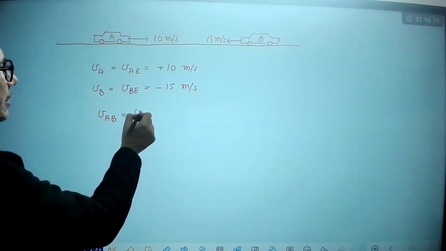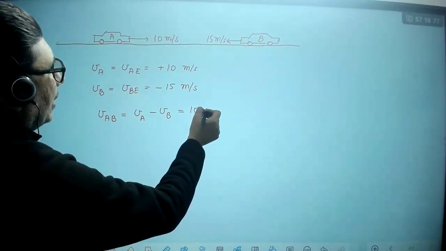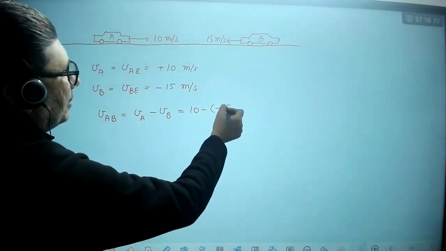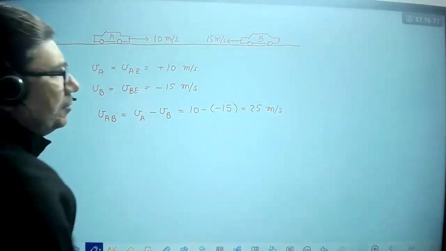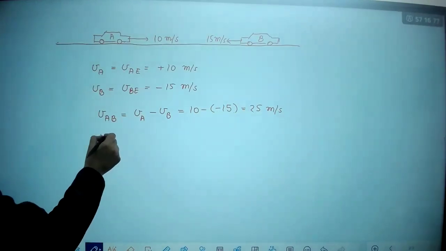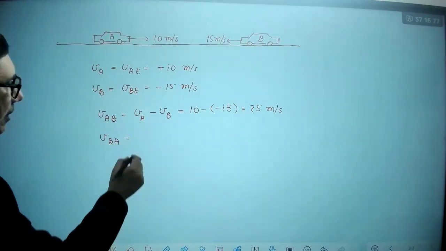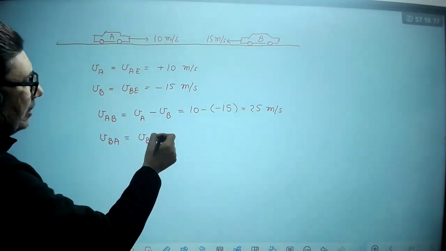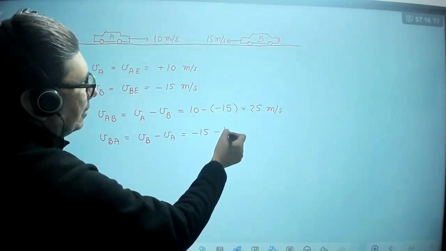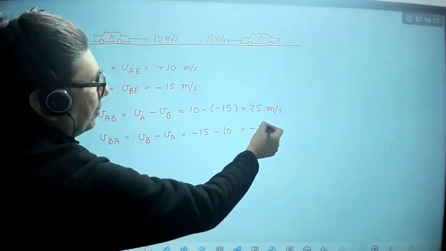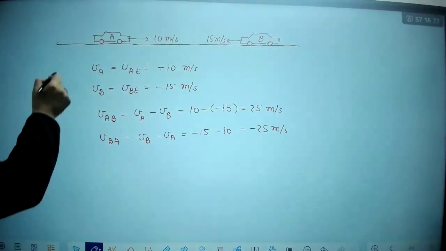What will be the velocity of A with respect to B? That will be VA minus VB. So this will be 10 minus minus 15, so this will be 25 meter per second. Second, velocity of B with respect to A. Directly I can write this will be with minus sign, minus 25. So this will be VB minus VA, VB is minus 15 and minus 10, so this will be minus 25 meter per second. This is the first case.